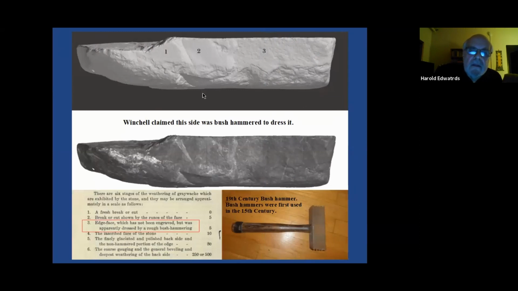The opposite side of the inscribed face is the uninscribed face, and that is also dressed. Winchell said this was done by bush hammering. A bush hammer looks like a large meat tenderizer, if you have one of those devices in your kitchen. The bush hammer was not known in 1362.